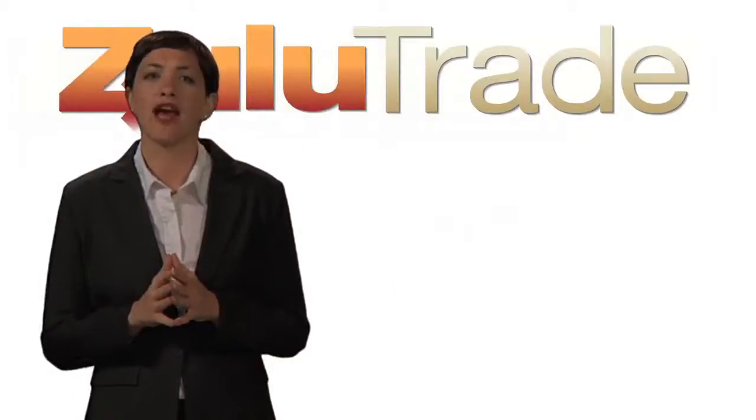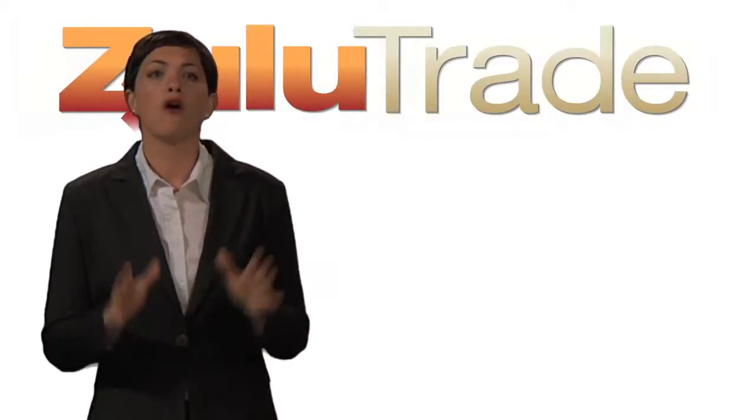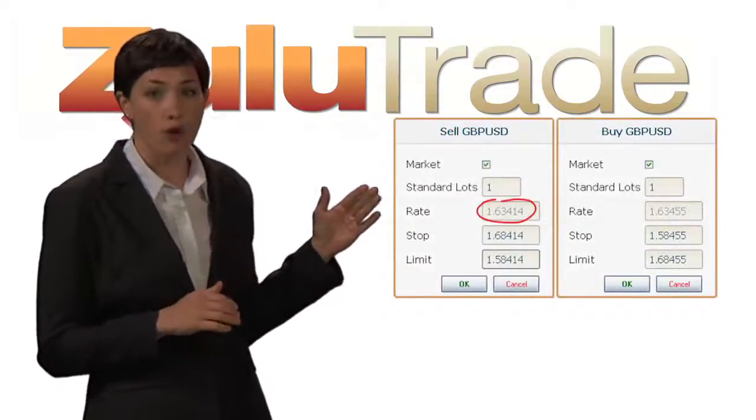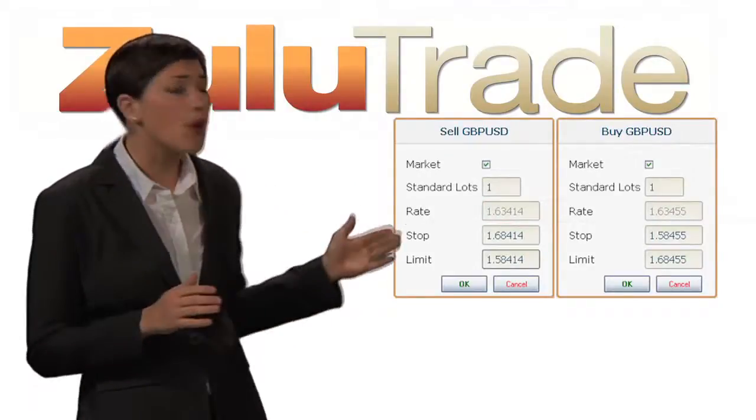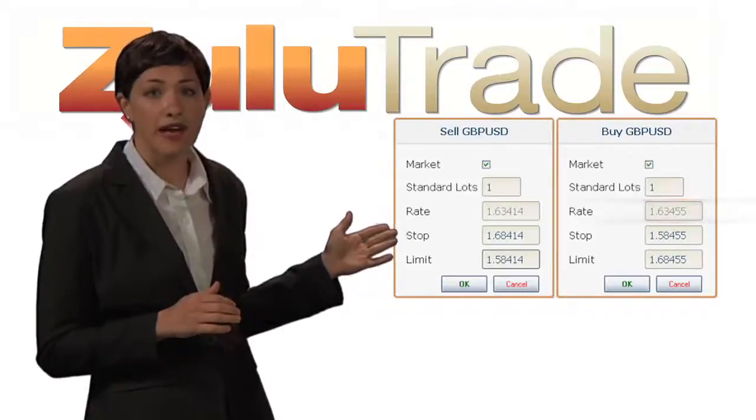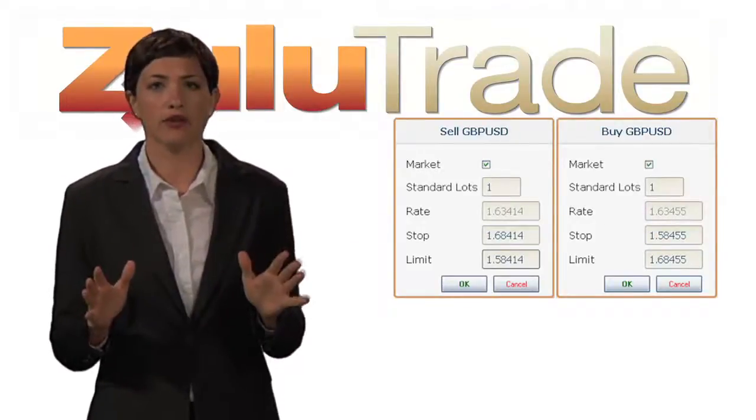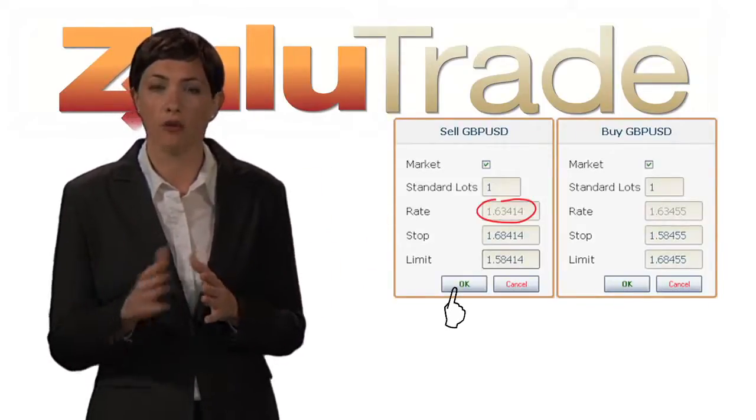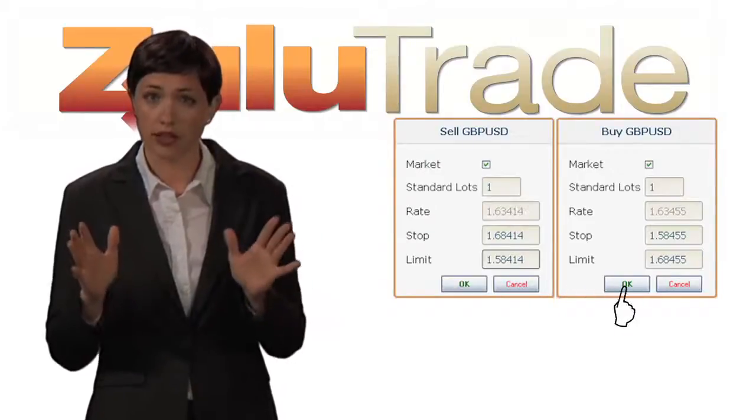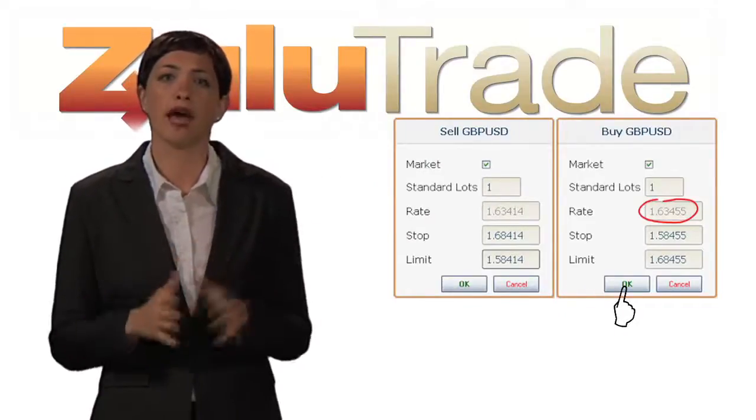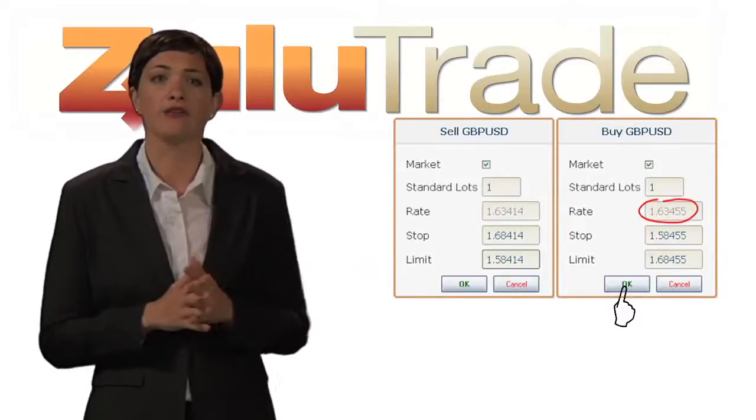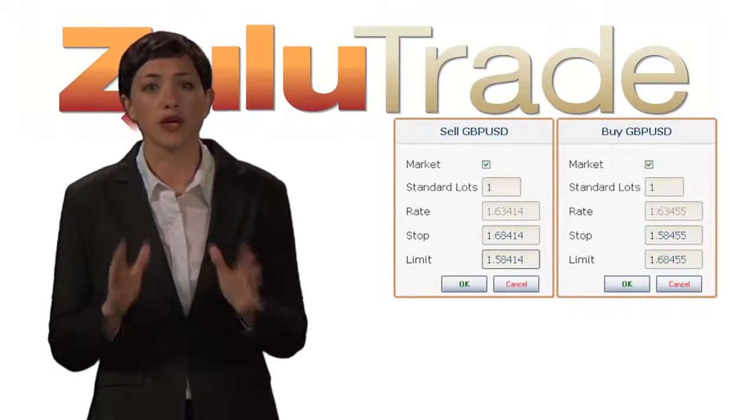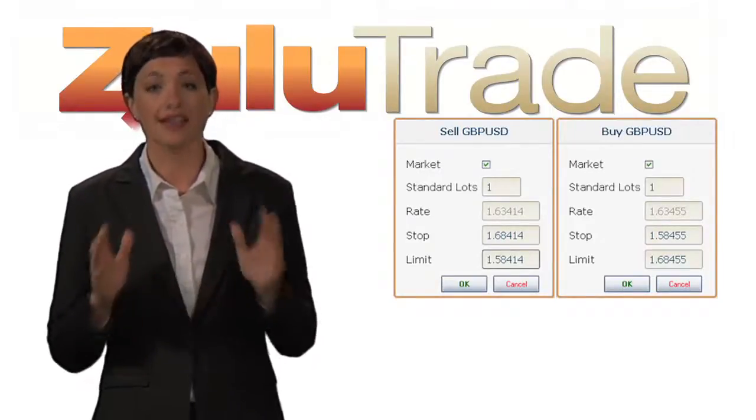To better understand this, let's look at an example of a trade. For the pound US dollar pair, the bid price is 1.63414, and the ask price is 1.63455. If you want to sell pounds, you click the price on the sell column and you will sell pounds at 1.63414. If you want to buy pounds, you click the price on the buy column and you will buy pounds at 1.63455. Although this is enough to place a trade, there are still some more advanced options that you can use to adjust and manage your position. Let's take a look at them.